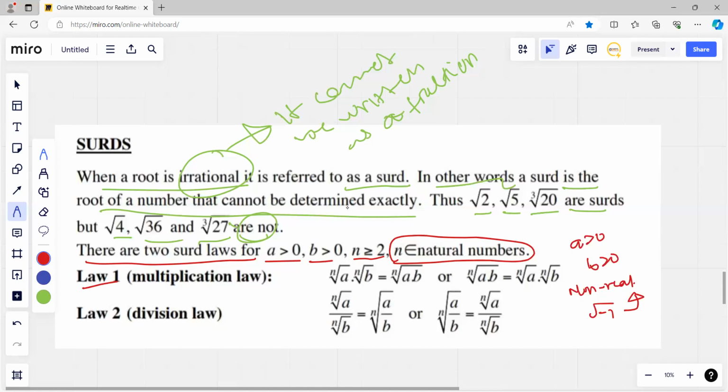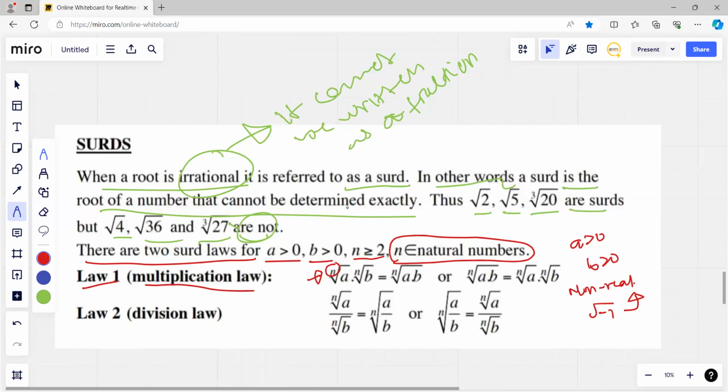Okay, so the multiplication law. The multiplication law says immediately you have the root that is the same, the root of a number, because this n represents a number that can be greater than or equal to 2. The reason why this is greater than or equal to 2 is because the root number is always from 2 up to infinity. There's no less than. Only from 2 up to infinity.